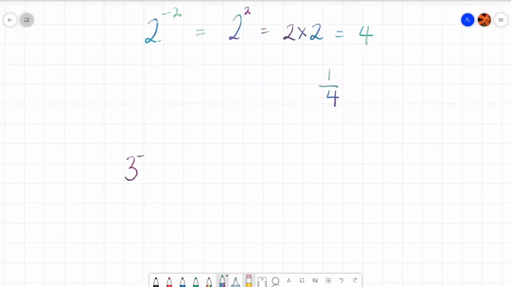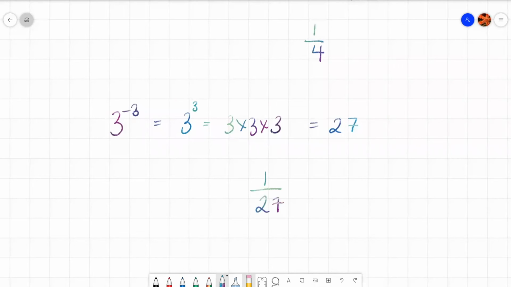Let's do 3 to the power -3. Well, ignore the minus and think about what 3 cubed would be. Well, that means you're going to times 3 by itself 3 times. 3 times 3 is 9, 9 times 3 is 27. But hang on, we've got a negative there. The negative means it will change into a fraction and it will become 1/27.